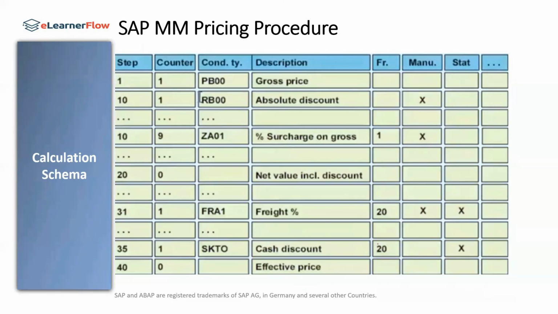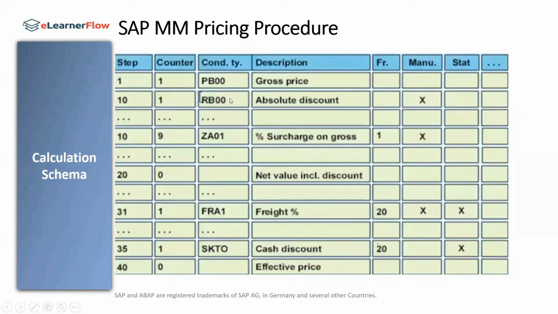So in the calculation schema, what we do is we set up the first column where you see step, where you set what is the first step the system has to look for and what is the condition type it should look for, and then the value that it will populate. So now it populates the value for this condition type PB00. Once it populates that value, what is the next thing it should do? The next step that you can define is, say you have defined a rebate or a discount. So the system will look for this particular condition type and then populate that value.